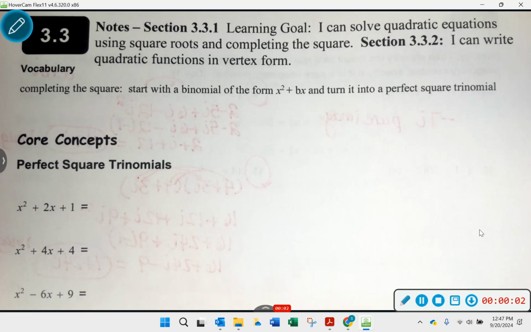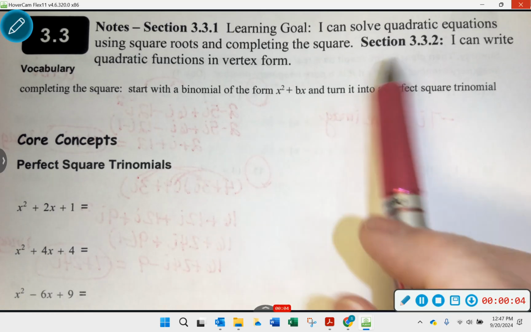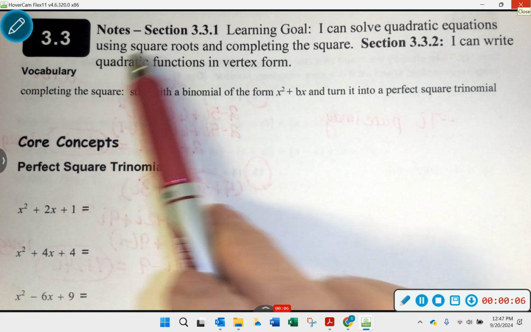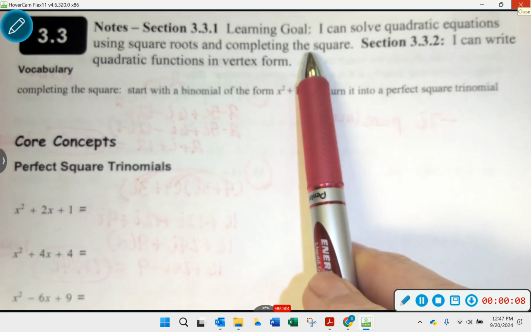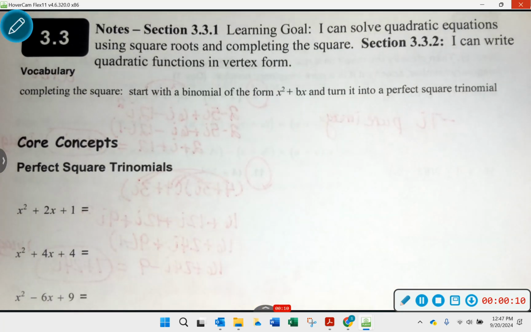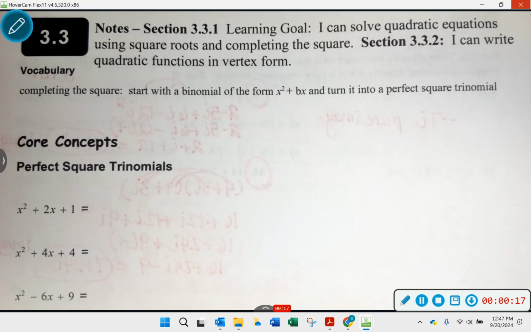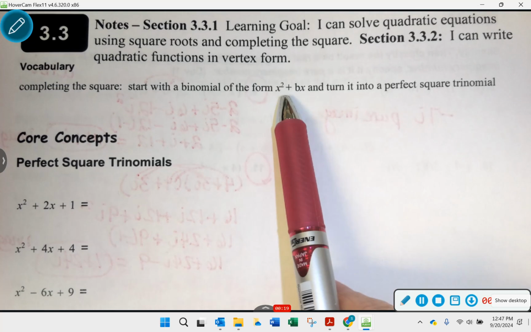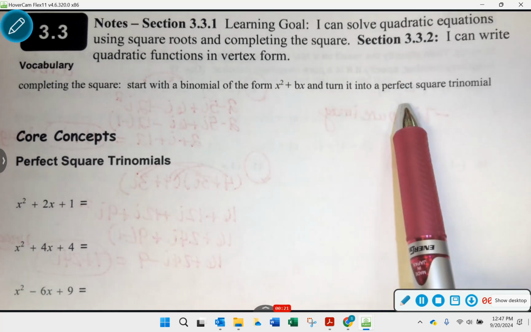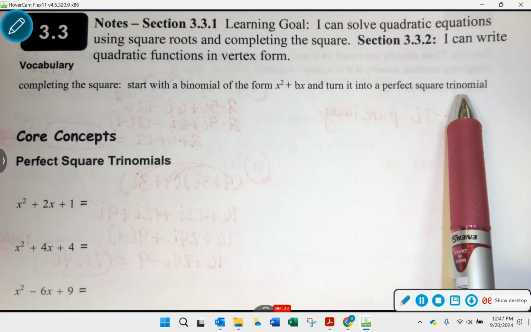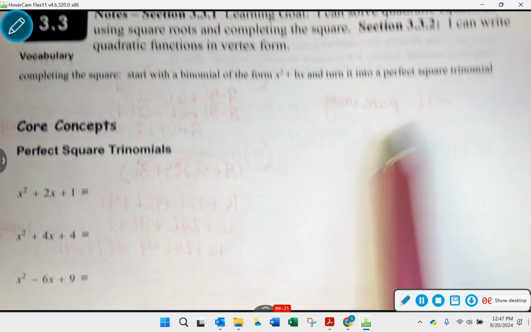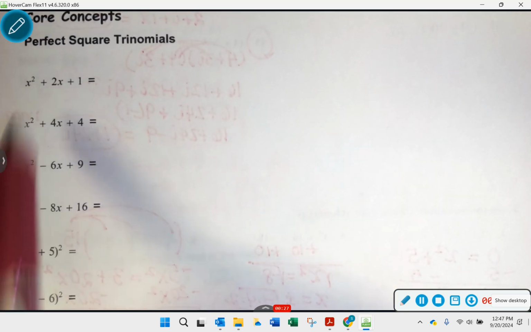All right, so today we are going to be learning how to solve quadratic equations using square roots and completing the square. That's our goal for today. So completing the square means that we're going to start with a binomial in the form x squared plus bx, and we're going to turn it into a perfect square trinomial. Well, what is a perfect square trinomial? We're going to learn that right here.